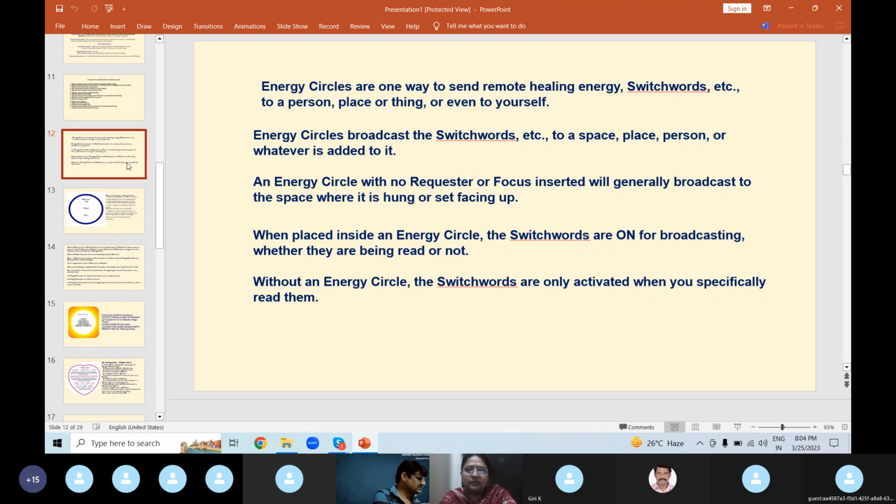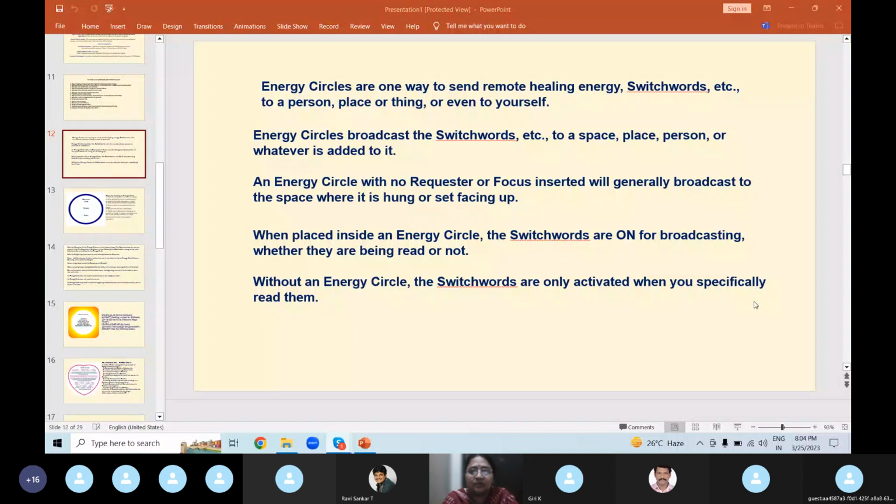But here, the switch words, the symbols, the Bach flower remedies, the vibration rates, the frequencies, and even mantra chants can be put in the form of an energy circle for better usage. Better usage in the sense that we can easily understand what we are doing. So what do they do? Energy circles will send the healing energy that we have tried to put into them through switch words or the other symbols, and they will broadcast.